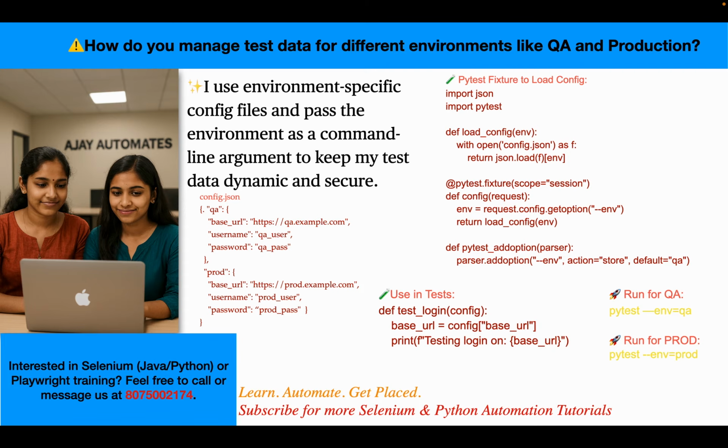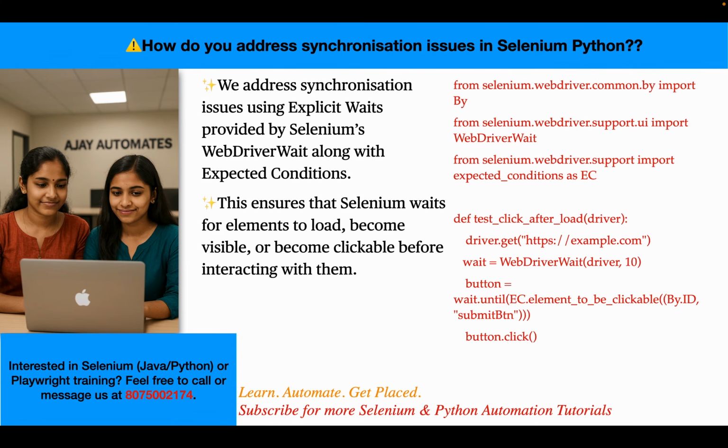If you want to run prod, in the command line provide pytest --environment=prod. In this way we can execute only prod specific test cases. Also, inside your config.json file you have to specify all the QA environment URLs, credentials, etc. So this is how we can manage test data for different environments and run environment specific tests in our PyTest framework.